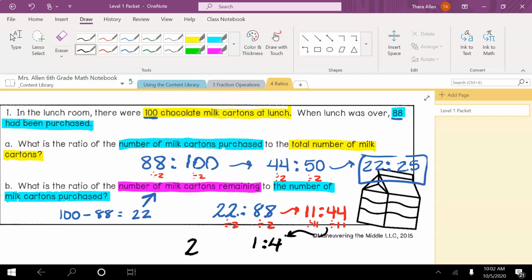Now, you are going to have a worksheet that you're going to complete. The answer key is at the table.